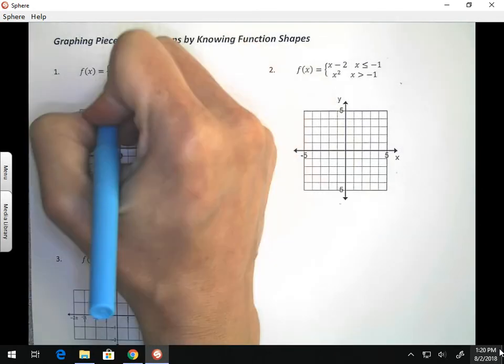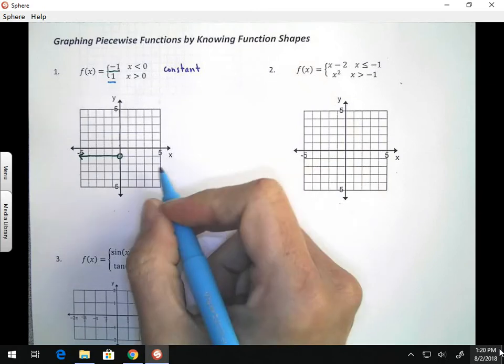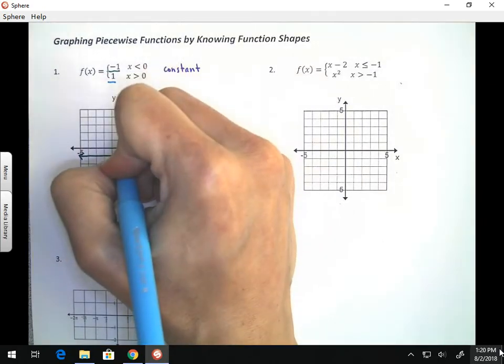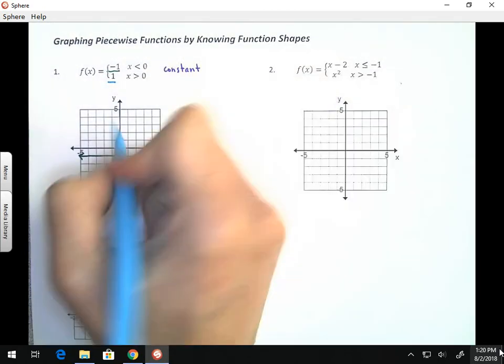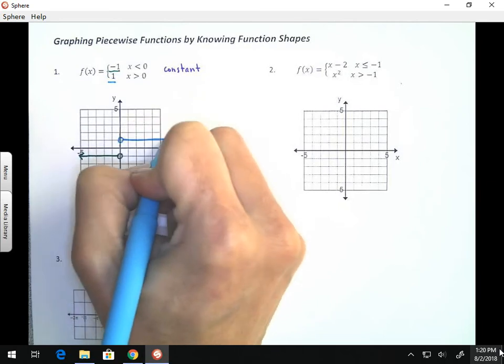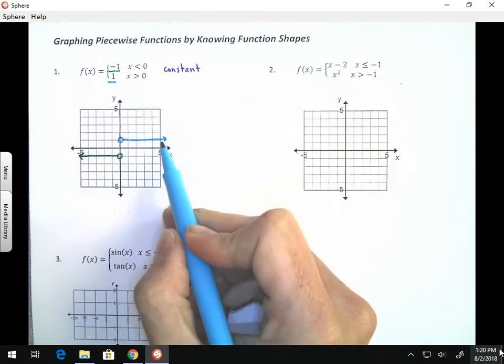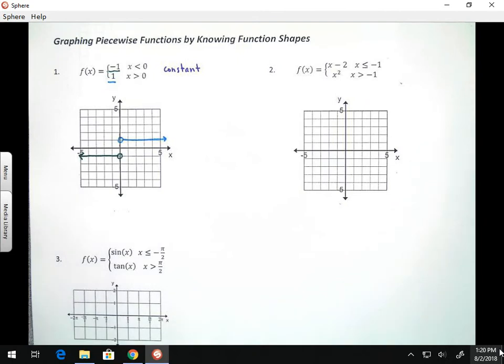Now, when x is greater than 0, I have a +1. Again, I'm open because I'm strictly greater than, but no matter what value I have that's greater than 0, I know my function value is going to be a +1. So that one was pretty straightforward.